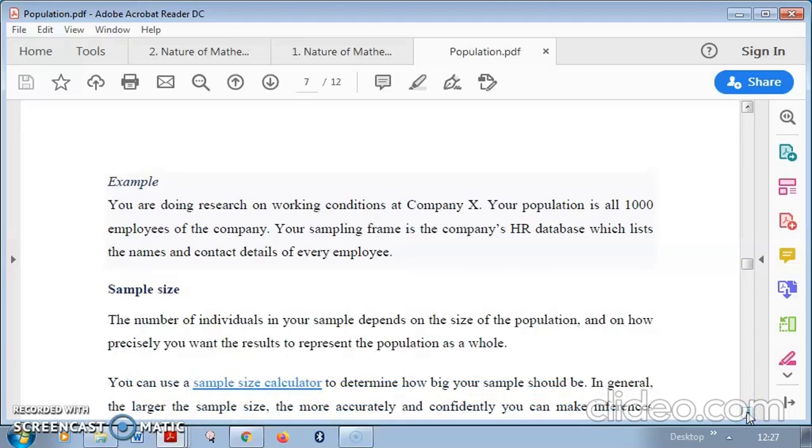For example, you are doing research on working conditions at company A. Your population is all 1000 employees of the company. Your sampling frame is the company's HR database, which lists the names and contact details of every employee. So if you are talking about the employees of some company, each and every employee's name and contact list should be in your hand. How will you get it? You contact the HR and they will give the details of each and every employee of that particular company. So that will be your sampling frame.